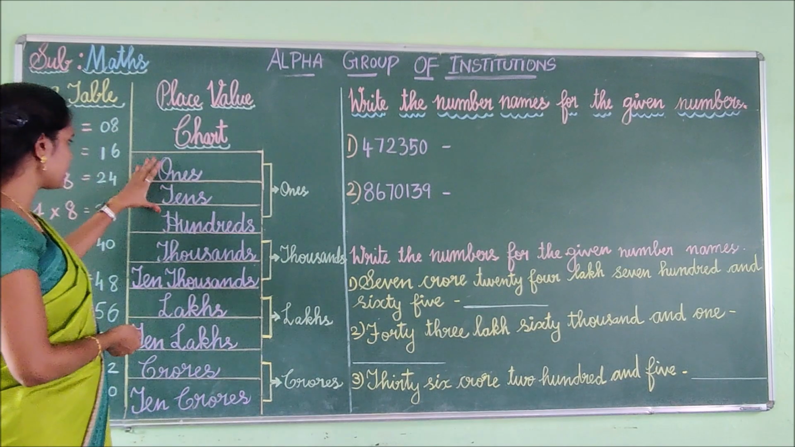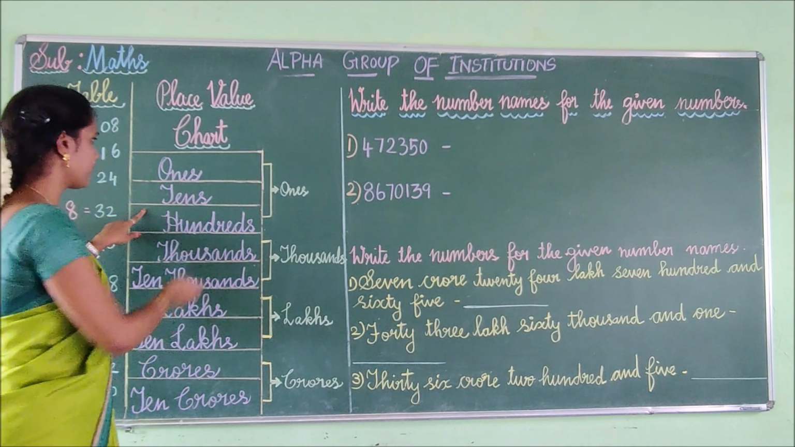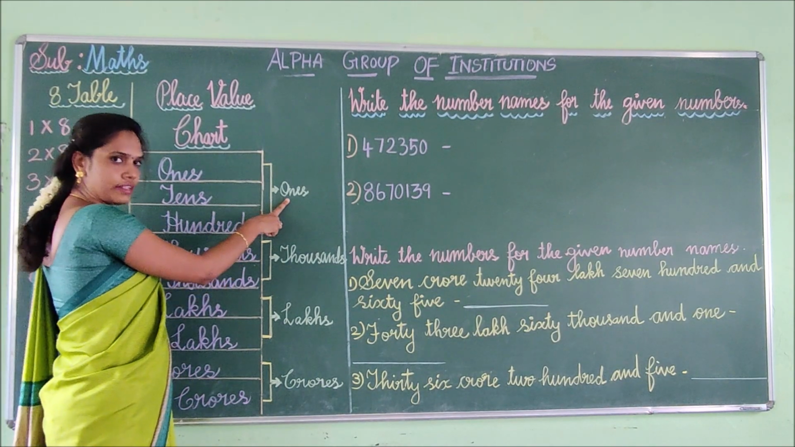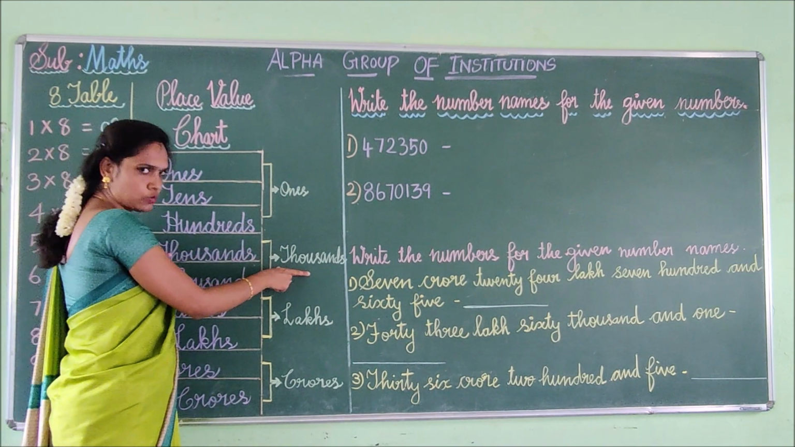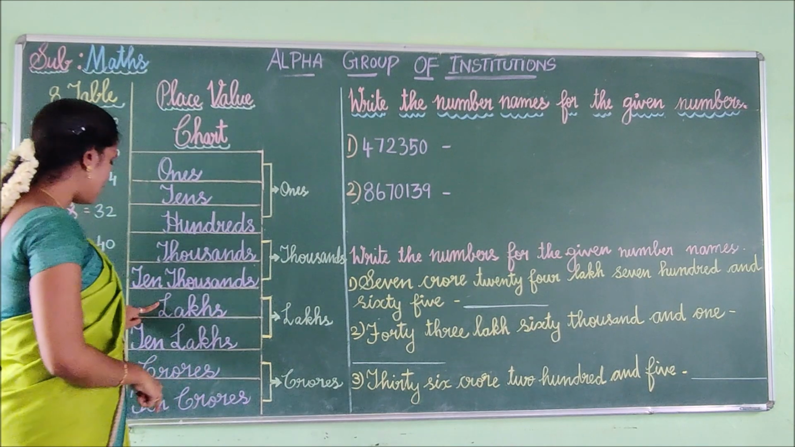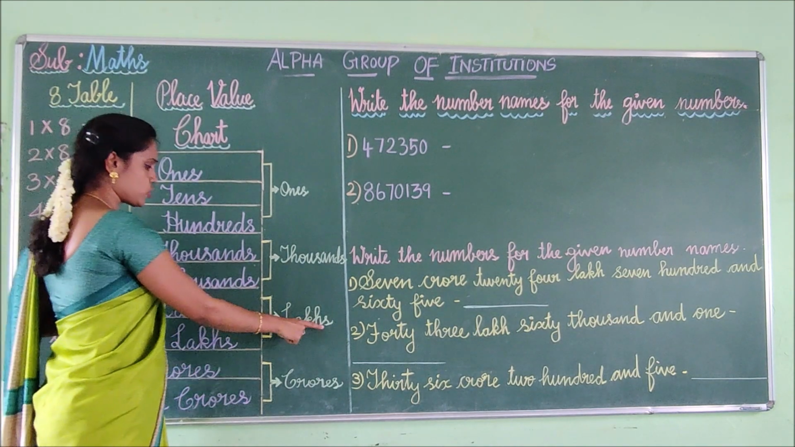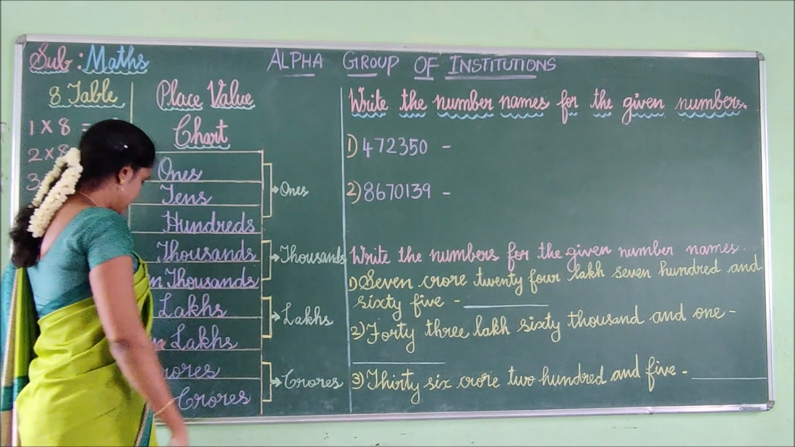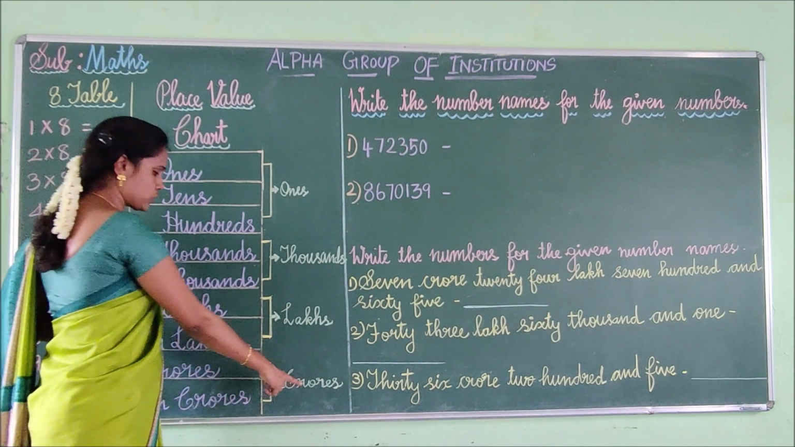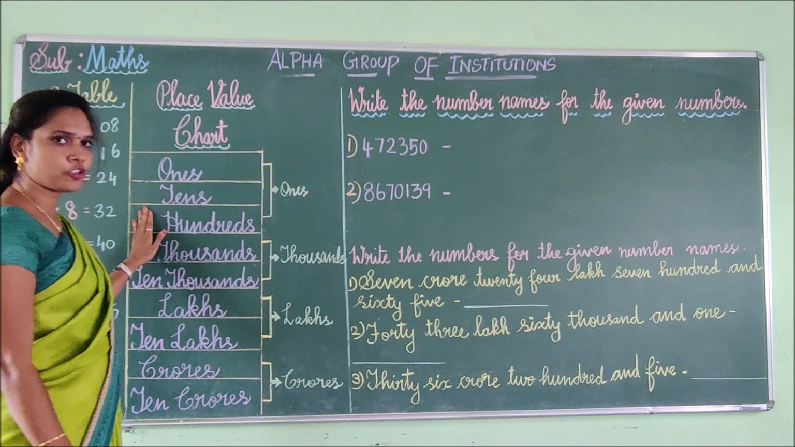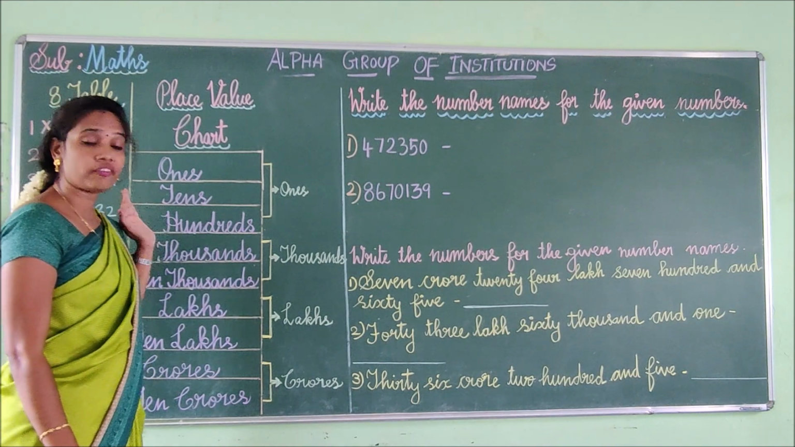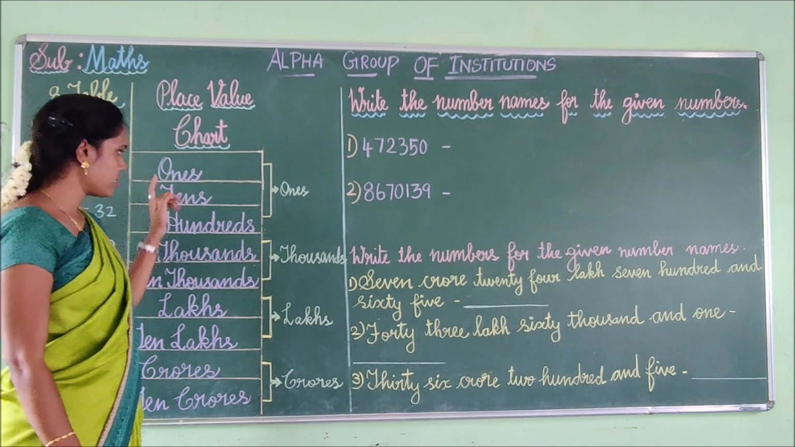So these three, ones, tens, hundreds, belong to ones. And 1,000 and 10,000 belong to thousands. Next, lakhs and 10 lakhs belong to lakhs. Next, crores and 10 crores belong to crores. So this is the order you have to follow while finding the numbers. Understand? Shall I repeat again?